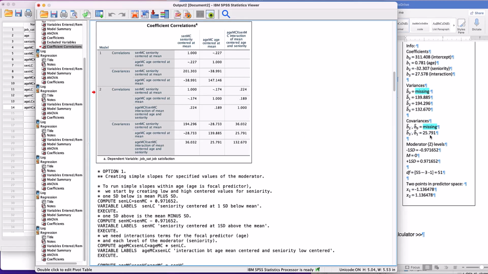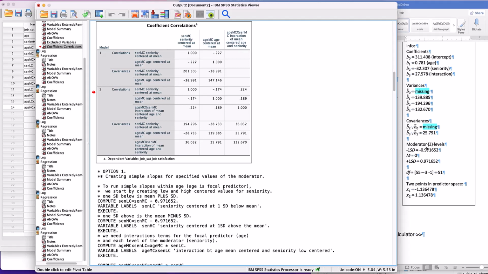Now, what we don't have is the variance for the y-intercept. It didn't give us that. And because we don't have that, we don't have the covariance between the seniority coefficient and the y-intercept. So to get those, we're going to have to trick SPSS for it to give it to us. But let's go ahead and look at these last few pieces before we go tricking SPSS.